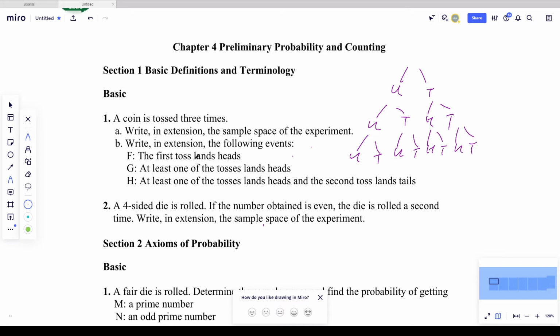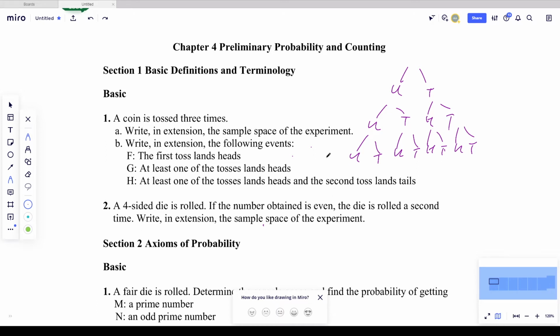So for example, let's solve them together. This is the sample space, by the way. Heads, tails, and so on. First toss lands heads, so all of this basically. At least one of the tosses lands heads, so at least one. The only exception, if you can see it quickly, is tails, tails, tails. So basically everything but tails. Everything but tails.